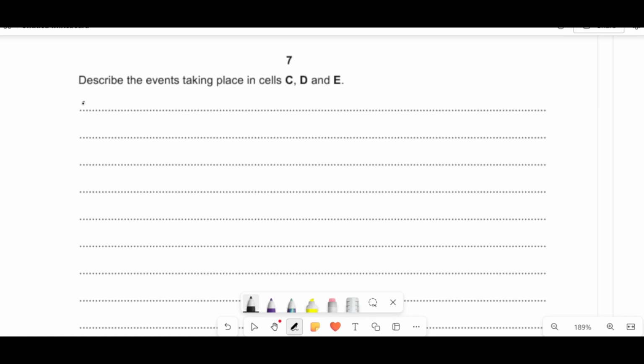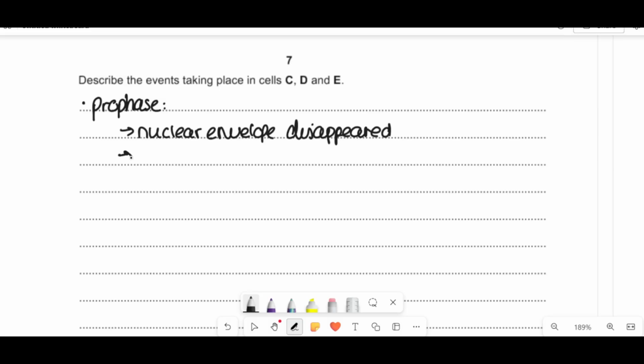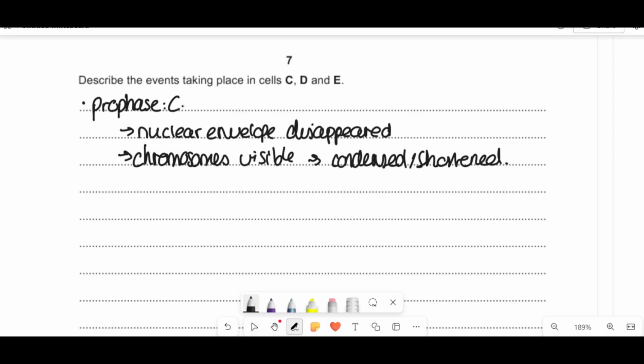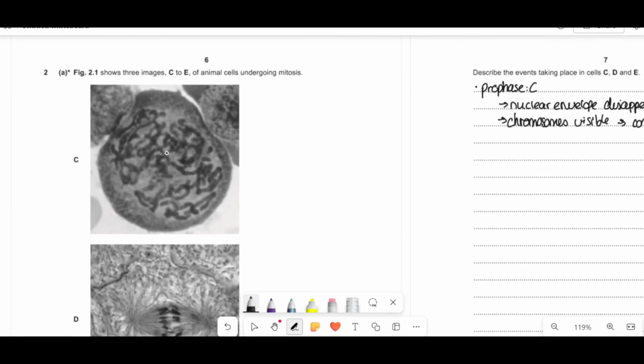So it's prophase because, well, one, the nuclear envelope has disappeared because I can't see it. They're all just chilling in the cytoplasm, right? The chromosomes are visible now, and that's because they will have condensed and shortened, right? Oh, sorry, and prophase is C. There's nothing else really I can add to this, to be honest. That's all we can see. So next we're going to look at D.